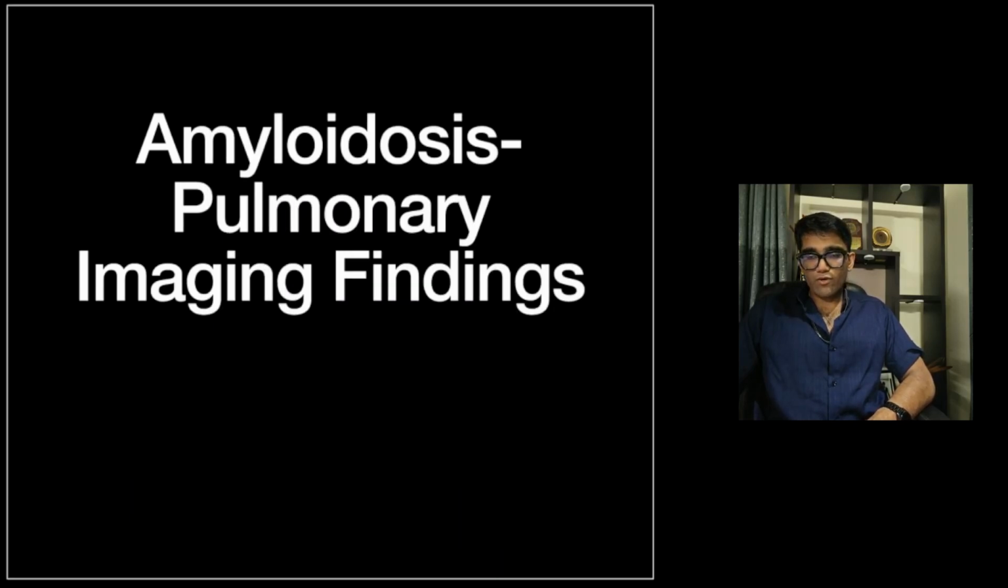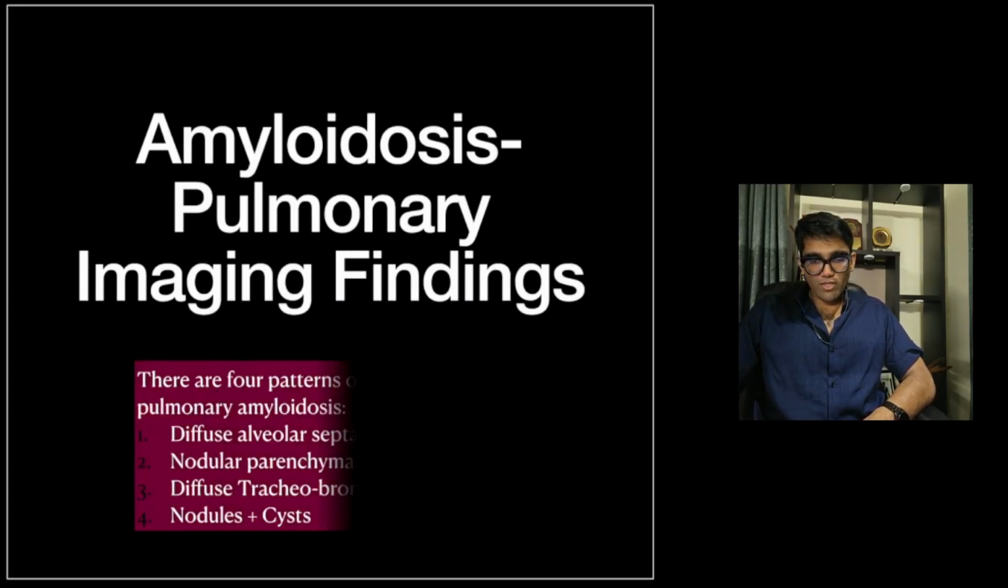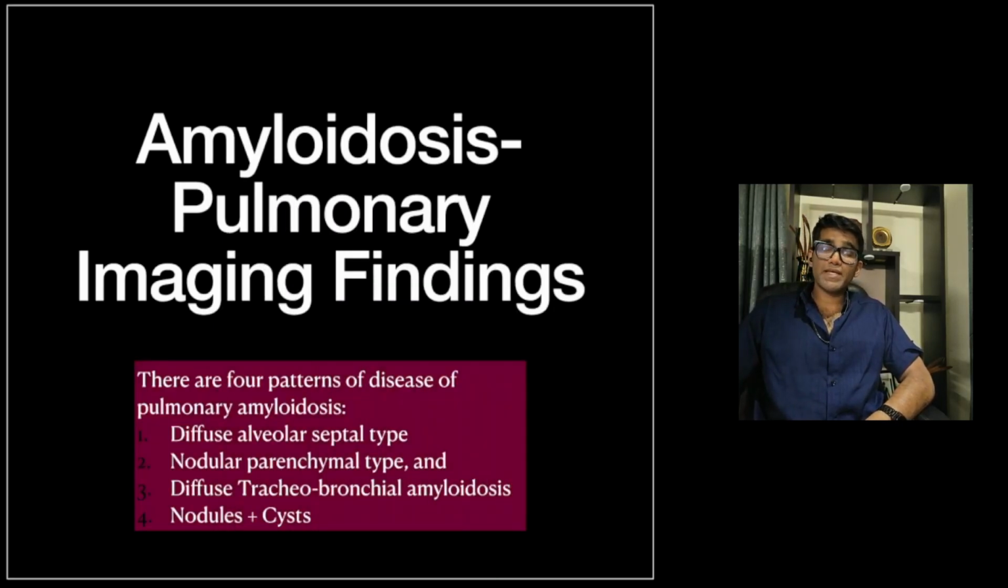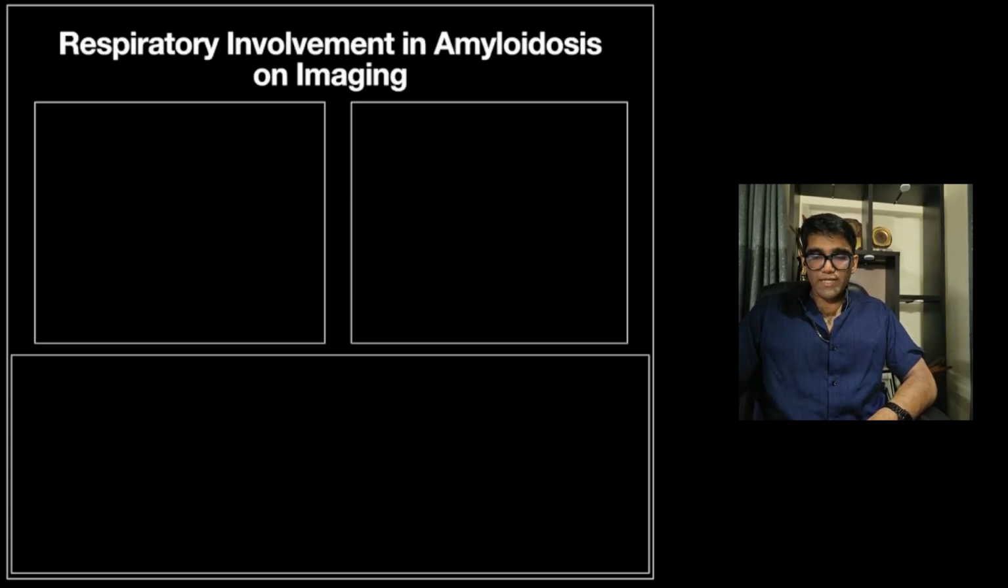Okay. Now coming to amyloidosis. Amyloidosis has varied presentations. One of 4 patterns of pulmonary amyloidosis have been described. Pulmonary amyloidosis is almost always associated with AL amyloidosis. The 4 patterns are diffuse alveolar septal involvement, which is a combination of GGOs or consolidation and septal thickening, nodular parenchymal type, and we'll see as we go ahead other patterns.